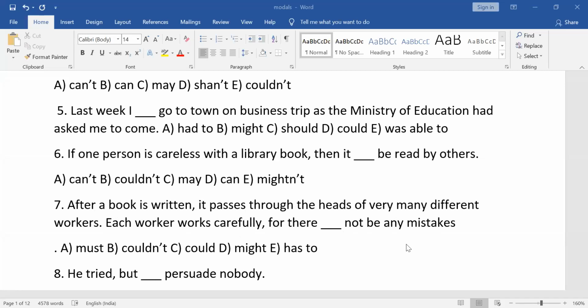For there, you have to give me the answer. Must or could not or could or might or has to. There dash not be any mistakes. Can I get an answer from your side? Must not. Must not.